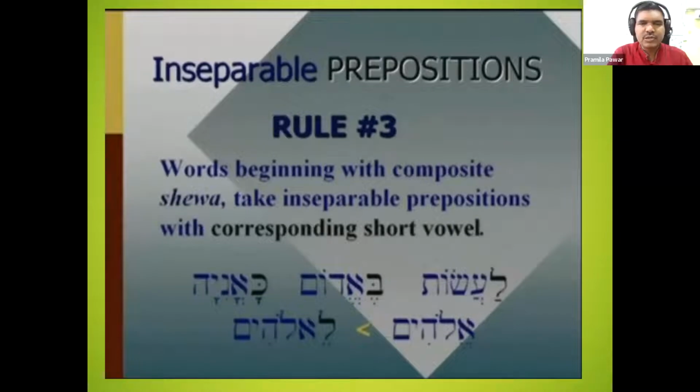Then we saw the next rule, words beginning with composite Shiva take the corresponding short vowel. So the word beginning with khatef patach, ashot, will take the corresponding short vowel as patach. Then edom, the word beginning with aleph, under aleph there is a khatef segol, it will take segol. Similarly, onia, ka onia. Only the exception is Elohim will become Lelohim and the vowel under Aleph will disappear.